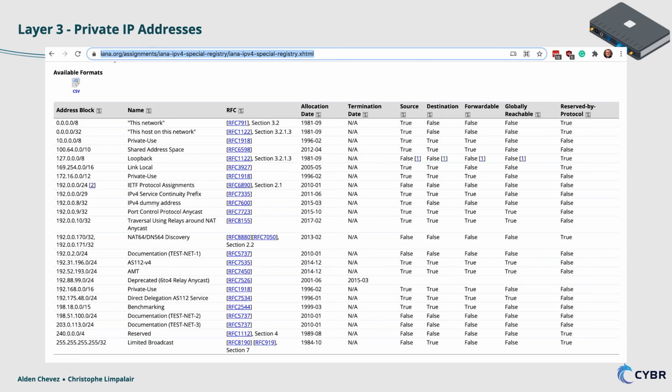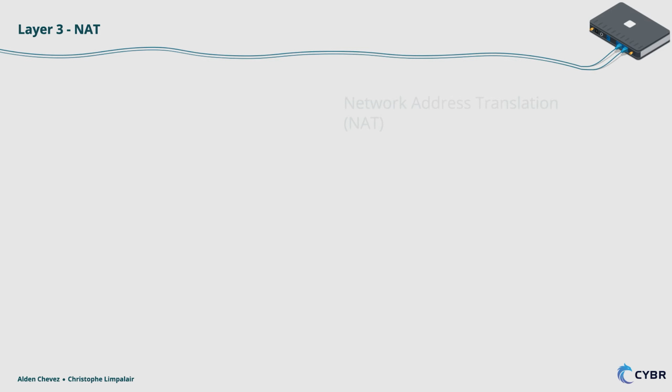But wait, we just said that we need a public IP to be able to connect to other public IP addresses on the internet. Yes, this is another function that routers help with, and this is called Network Address Translation, or NAT for short. Their role is pretty much to take a public IP address and interconnect it with several private IPs in a private network.